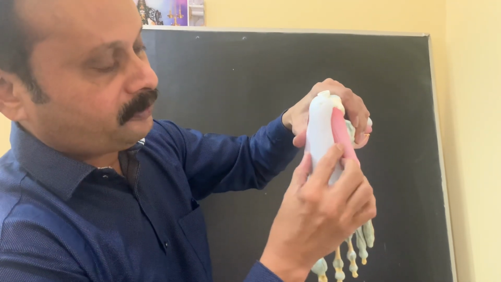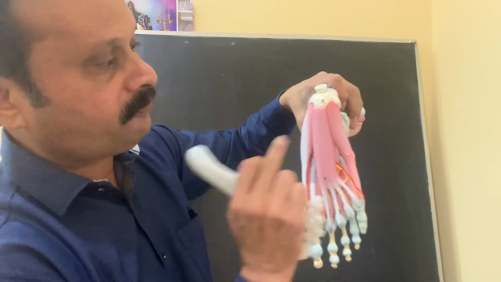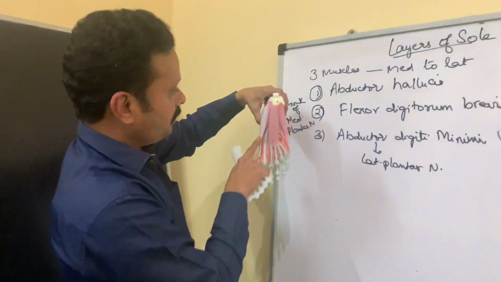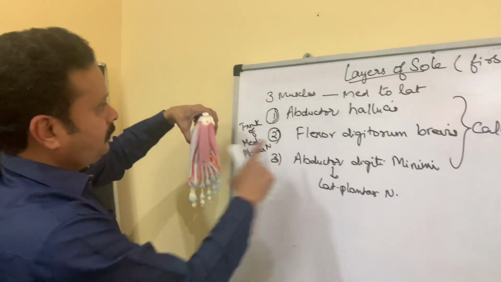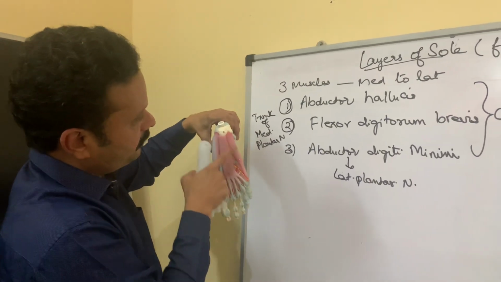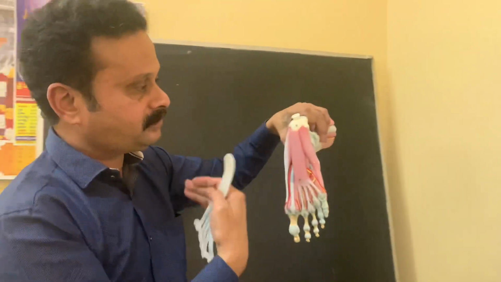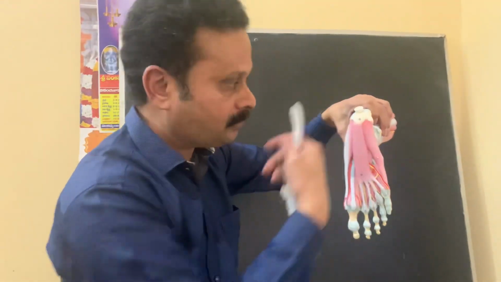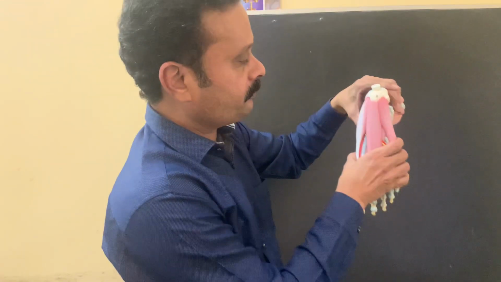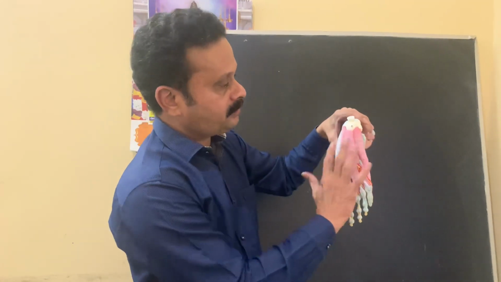So this plantar aponeurosis, if I remove, you can see the muscles of the first layer of the sole from medial to lateral. If you see here, this is abductor hallucis, this one is flexor digitorum brevis, and this is abductor digiti minimi. If you remove these three muscles, the plantar muscles and nerves are present. Then we enter across the second layer of the sole.